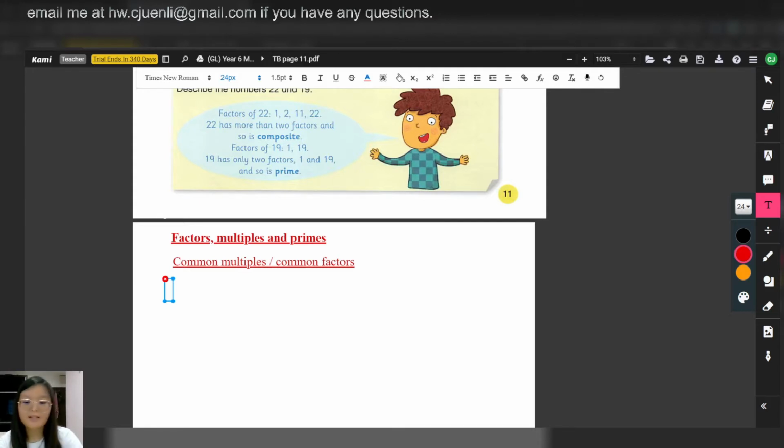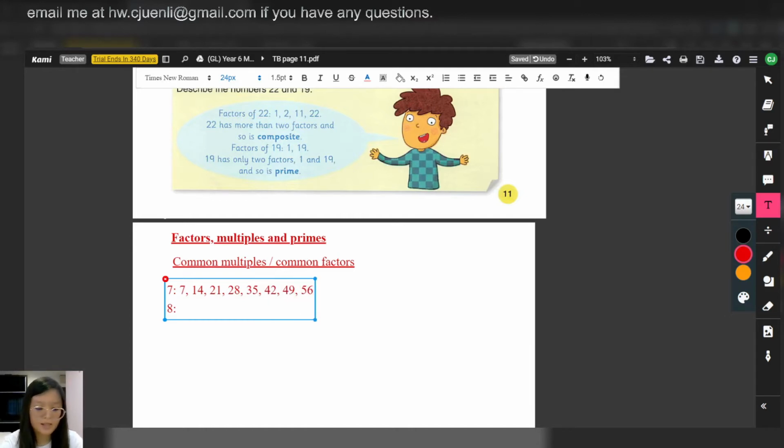So let us look at 7 and 8 right over here. We're gonna go up to 7 times 10 and 8 times 10. Let us list down every single one of them. 7 times 1 is 7, 7 times 2 is 14, 7 times 3 is 21, and it goes on and on. At 42, we have 49, 56, 63. I'm trying to find the numbers on my keyboard, so sorry about that.